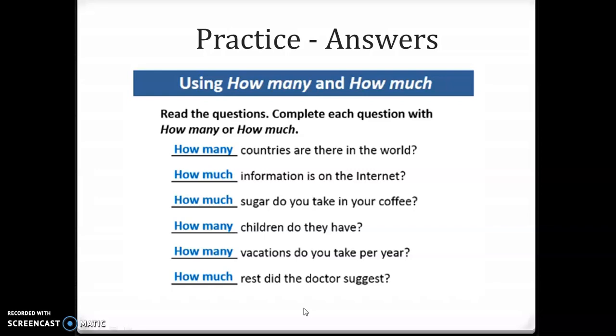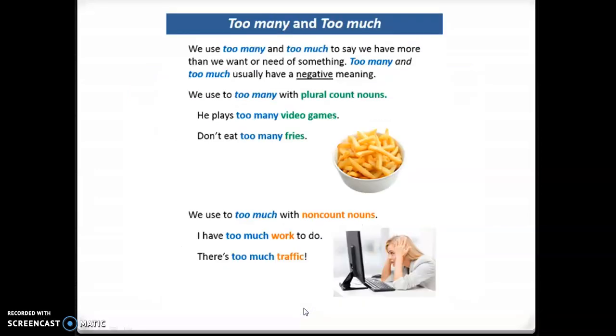Be careful when to use how many and how much. Look at the noun and ask yourself, is it countable or uncountable? Take a look at this. Too many and too much. We use too many and too much to say we have more than we want or need of something. Too many and too much usually have a negative meaning.